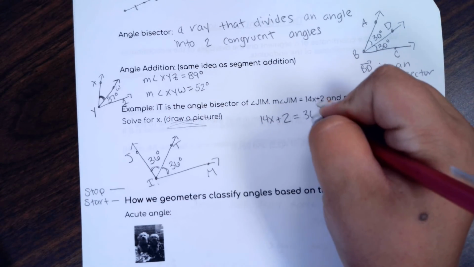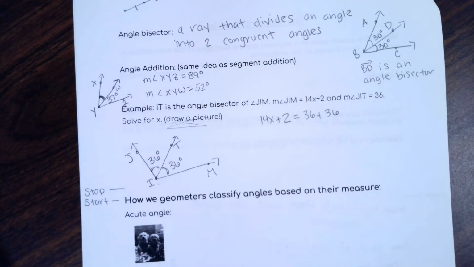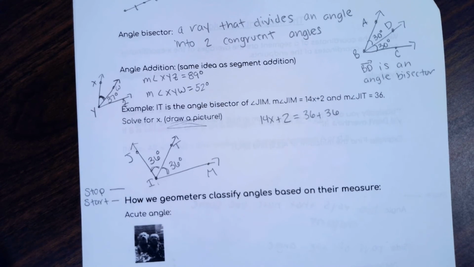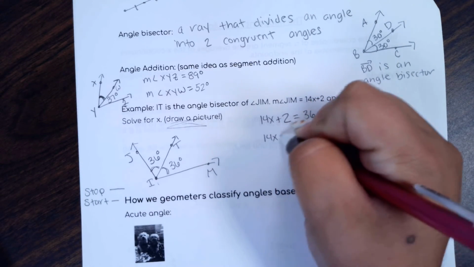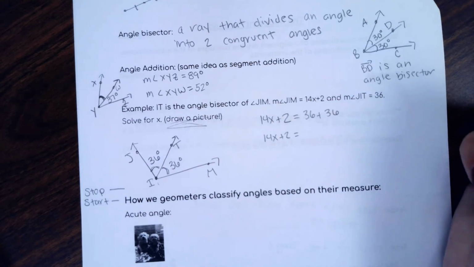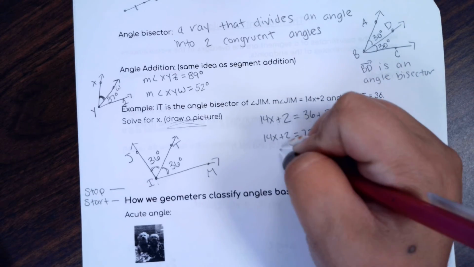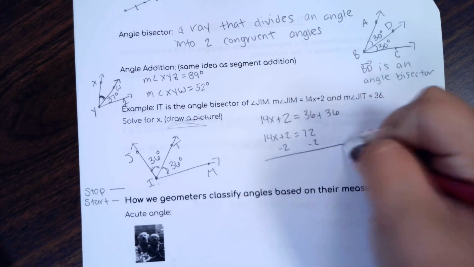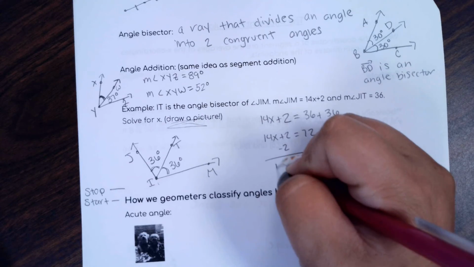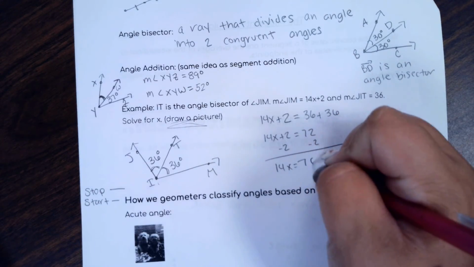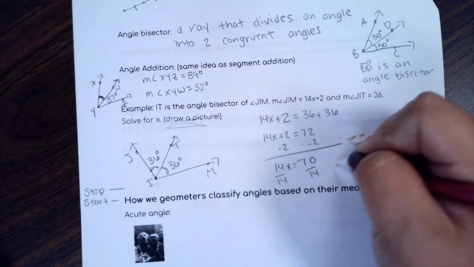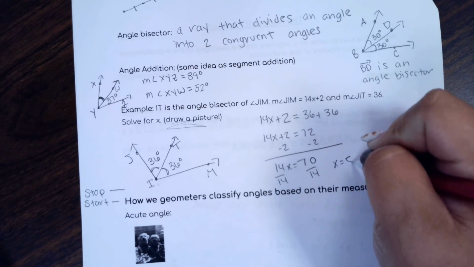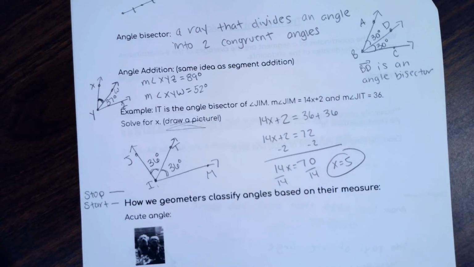And then we just use angle addition. So 36 plus 36. And then from there we solve. So 14x plus 2 equals 72. Subtract 2 from both sides. 14x equals 70. And if we divide by 14, we should get x equals 5.